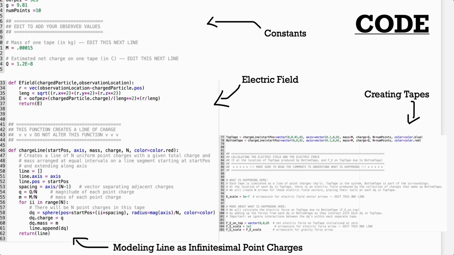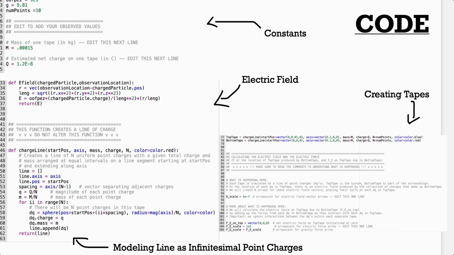Now we have our code. It's a little cut off, but you can see the constants in the top left. We had to derive those. And then right below it, we have code that will find the electric field. That's just kq over r squared in a three-dimensional body. And then below that, we have a definition that'll help us model the line as infinitesimal point charges that all contribute to the overall charge.